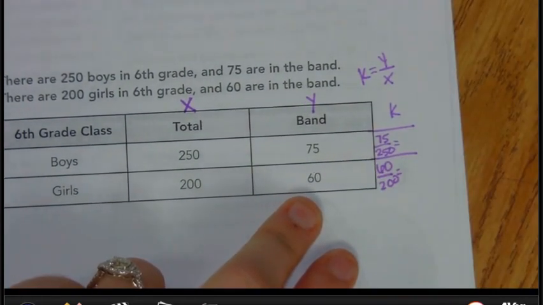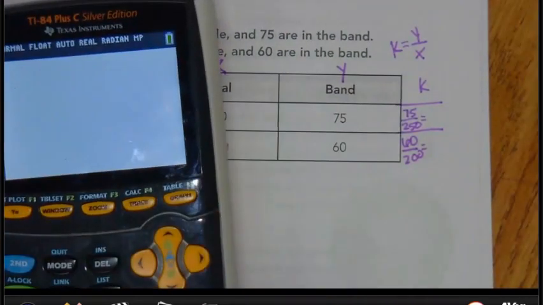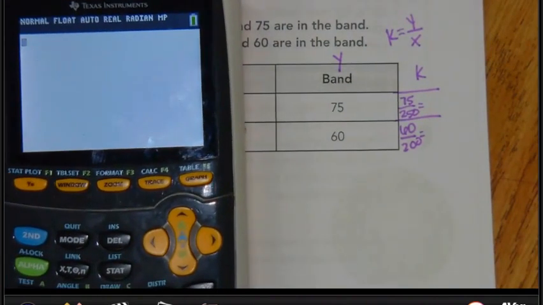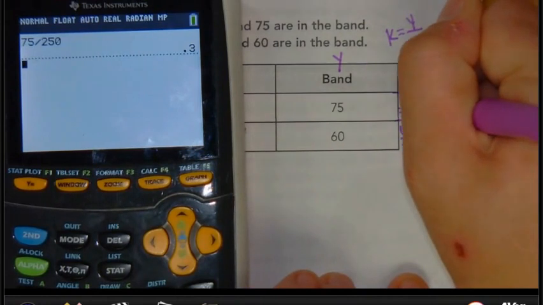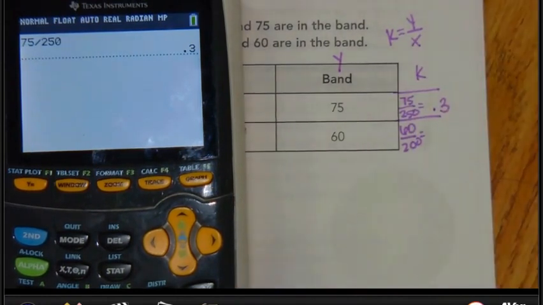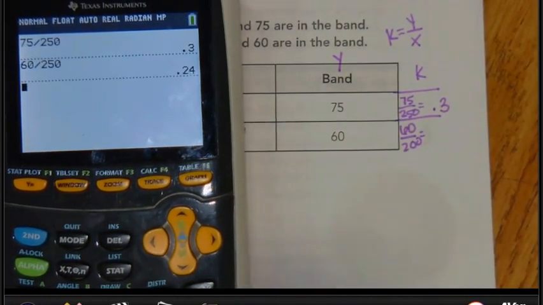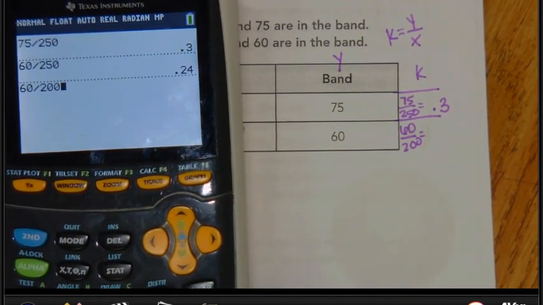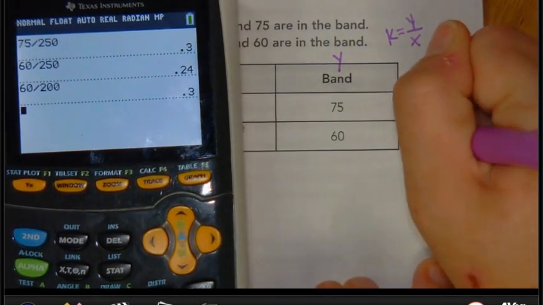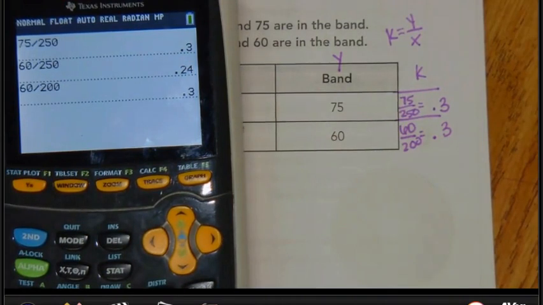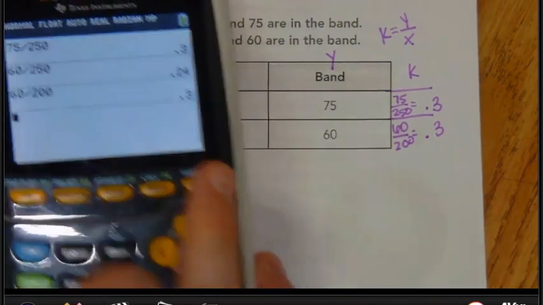I'm going to use my handy dandy calculator and do Y divided by X. So 75 divided by 250, I get 0.3. And 60 divided by 200, I should get 0.3.